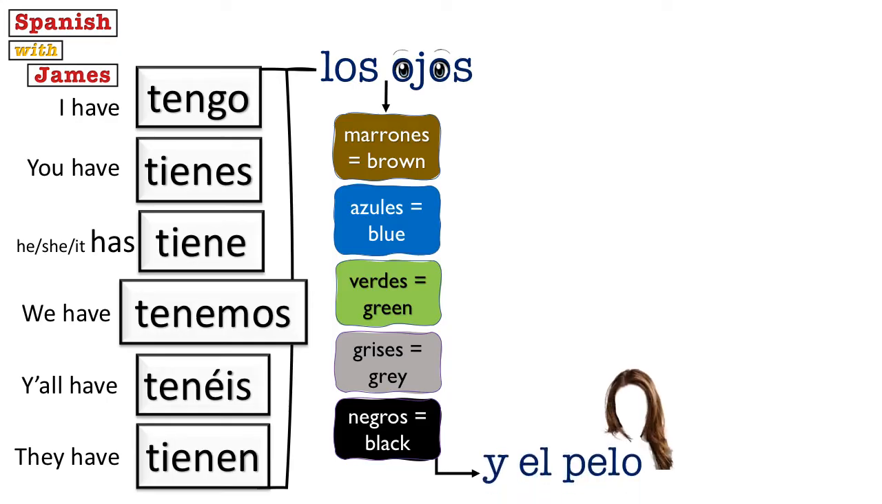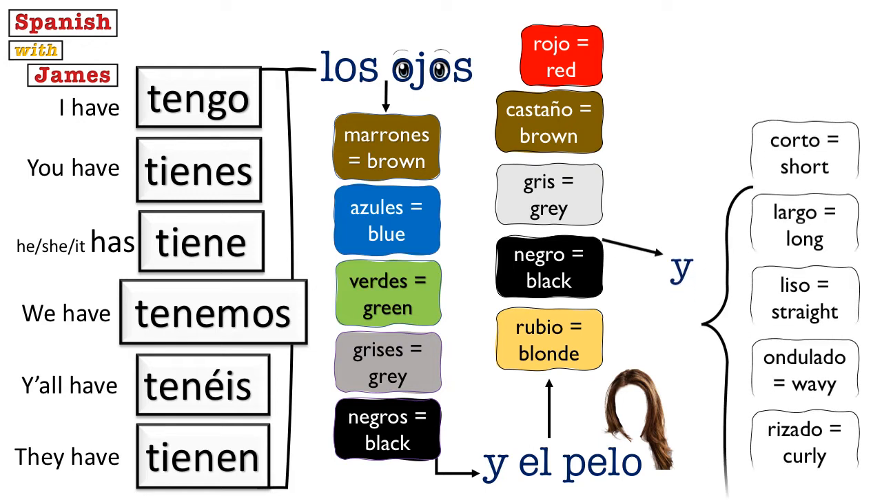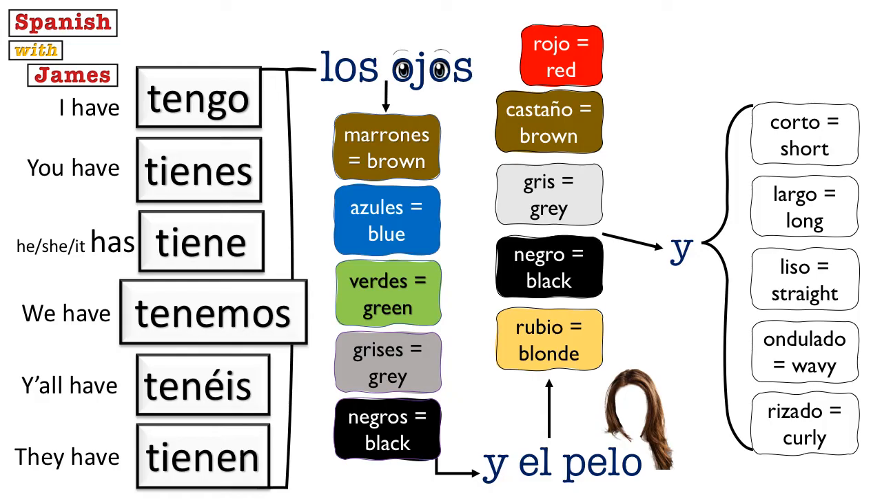And then we can say y, el pelo, and the hair, followed by another color adjective in the singular, because hair is a singular noun. Y, and then another descriptive word to say whether it's short, long, curly, straight, wavy. Por ejemplo, for example, tengo los ojos azules y el pelo rubio y rizado. I have blue eyes and blonde curly hair.